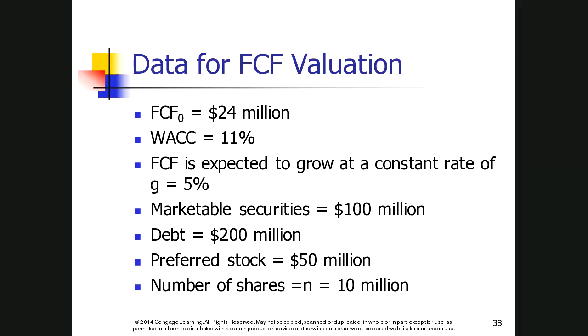Okay, so here the free cash flow is equal to 24 million, and the weighted average cost of capital, WACC, is 11%, and it's expected to grow at a constant rate of g equal to 5%. Marketable securities, 100 million. Debt, 200 million, preferred stock 50 million, number of shares 10 million. So how are you going to do it?